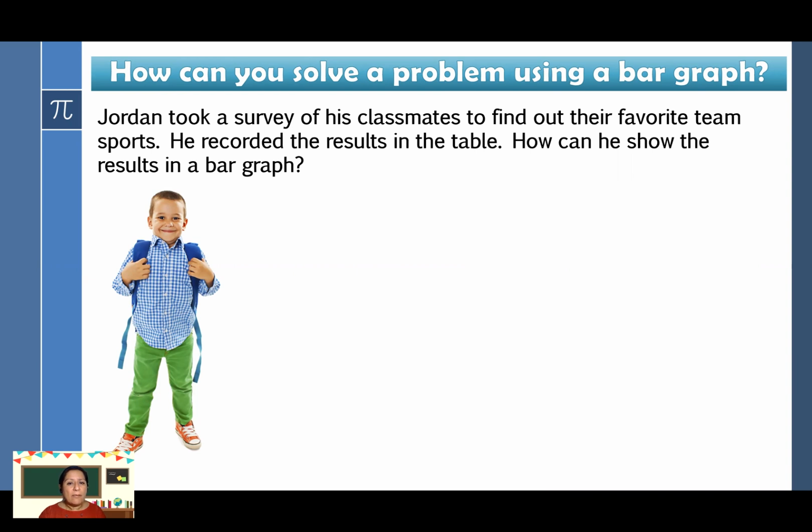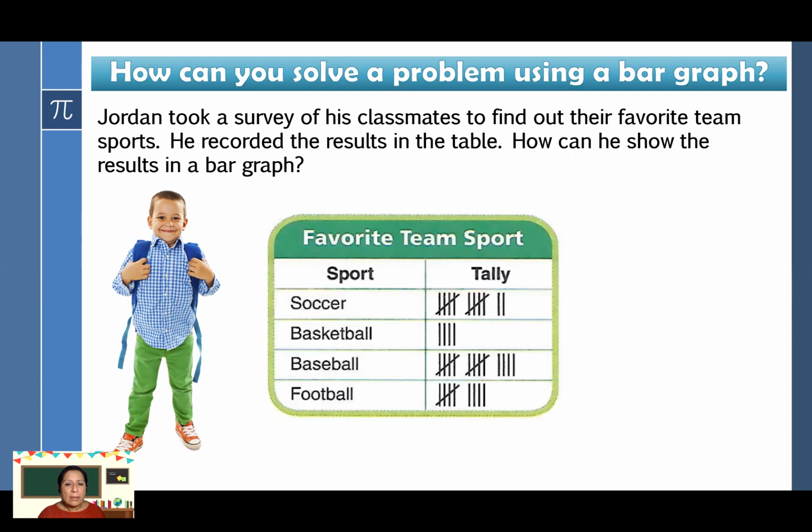Jordan took a survey of his classmates to find out their favorite team sports. He recorded the results in the table. How can he show the results in a bar graph? Well, the first thing we have to do is look at the table. So the first step is find the totals.